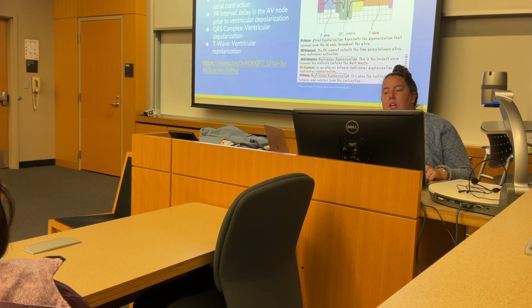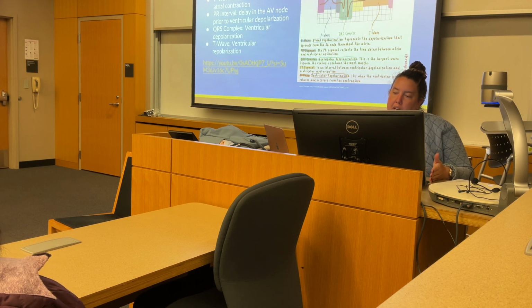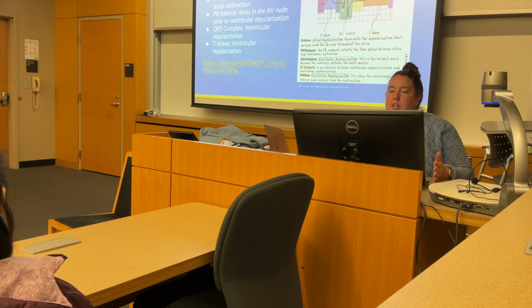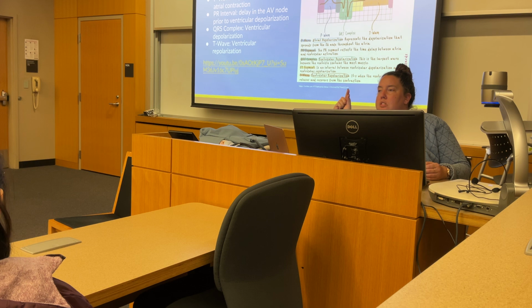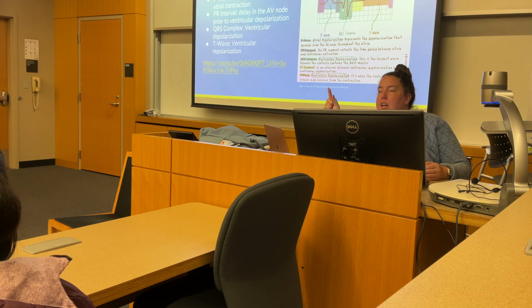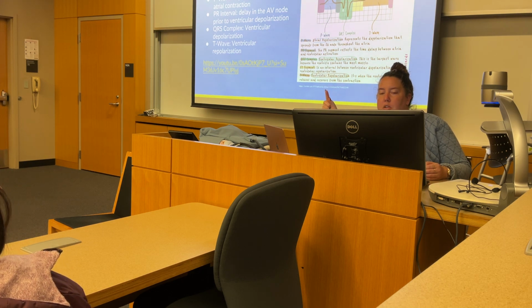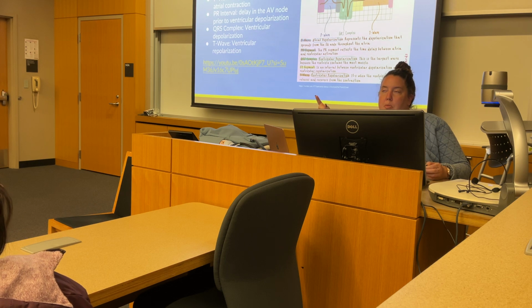We then have the PR interval. The PR interval is the distance from the beginning of the P wave to the beginning of the R wave. And in that PR interval is a PR segment. The PR segment is where the electrical impulse slows down at the AV node in order to allow for ventricular filling. So it's a delay in the AV node prior to ventricular contraction or ventricular depolarization. And the reason we have that is to allow for ventricular filling.